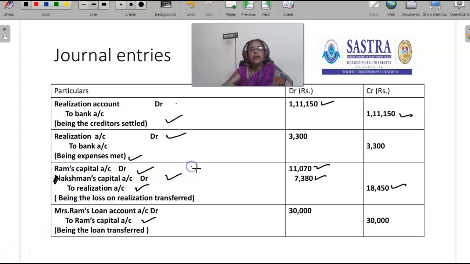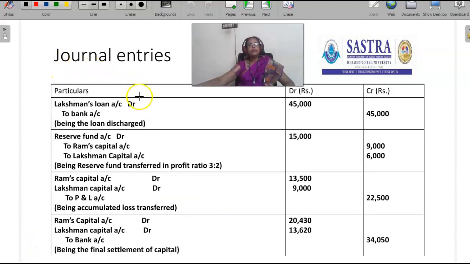So the total loss is 18,450. The profit sharing ratio is 3:2. So Ram's capital account is debited 11,070 and Lakshman's capital account is debited 7,380. There is one more loan account in the balance sheet, that is Lakshman loan account. Lakshman loan account should be discharged. So the entry is Lakshman loan account debit to bank account, 45,000.